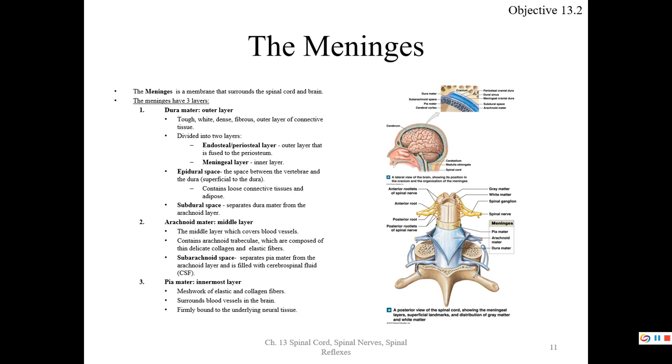The arachnoid trabeculae are these thin, delicate collagen and elastic fibers. There's a subarachnoid space under that. That's the space right inside of here, and that's going to hold your CSF. Then there's the pia mater, which is innermost. Pia means tender mother. A tender mother keeps you close. It is closest to, firmly bound to, the neural tissue. It's a meshwork of elastic and collagen fibers that surrounds our blood vessels in the brain. So it's actually right on the neural tissue, keeps it close like a tender mother.